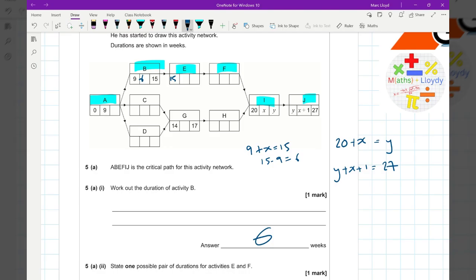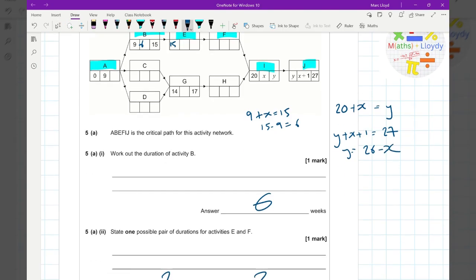Interesting. Because then we can say, well, Y will equal, take away 1, 26, take away X. Y equals 26, take away X. Then I can substitute that bit into this bit. So 20 plus X is equal to 26 minus X. Bring the X across for 2X, take away 26, giving me X is 3.